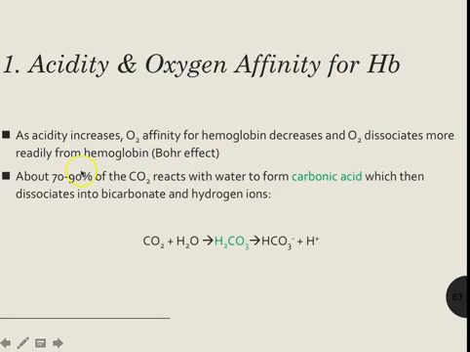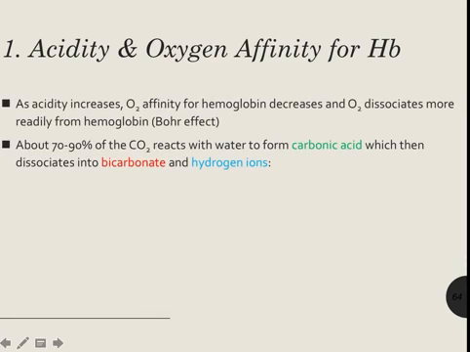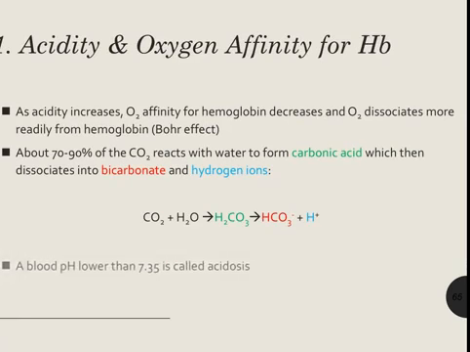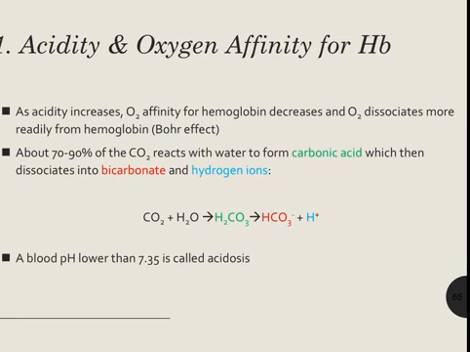So about 70 to 90% of carbon dioxide reacts with water to form carbonic acid, which then dissociates into bicarbonate and hydrogen ions. So again, the more carbon dioxide we have, the more hydrogen ions we will also have. And it's just the same thing, I have everything color-coded for you. So again, bicarbonate is in red, hydrogen ions are in blue. And remember, we have that very tight range, 7.35 to 7.45. Anything lower than that 7.35, we call that acidosis, right?